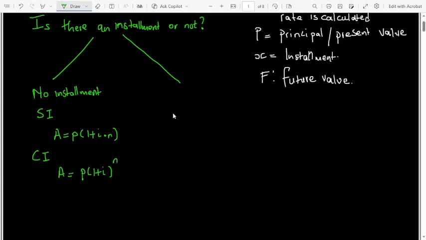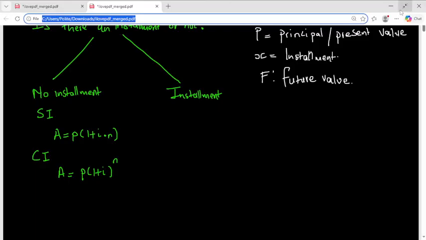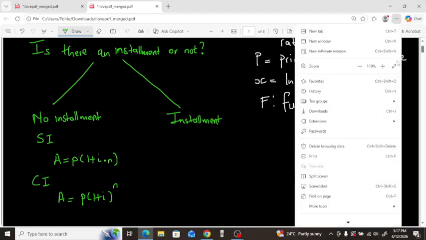But what about if we have an installment? So let's say we have an installment, guys. An installment is the money that you pay every month, a fixed amount of money. You can't say the installment is 200 this month, next month 300. No, the installment is a fixed amount. If you are paying 200, you need to pay 200 every month. I hope you guys understand that part.